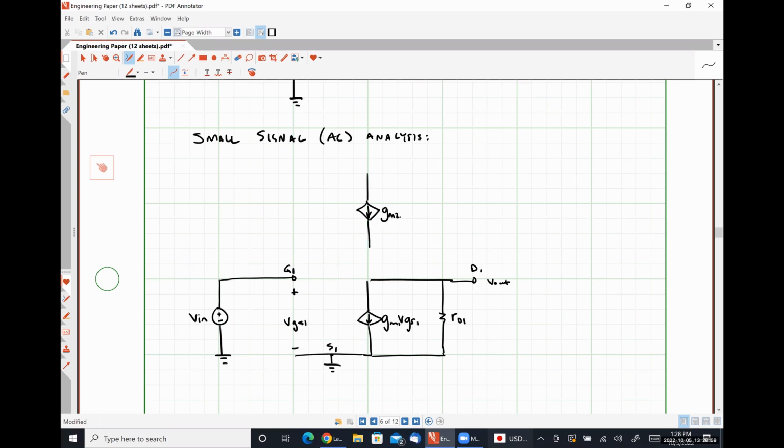So here's GM2, VSG2, where we're changing the order of the subscripts there because in a PMOS transistor, the source is usually at the point of highest potential. Here is R02. This node right here is the drain of transistor 2. This node right here.